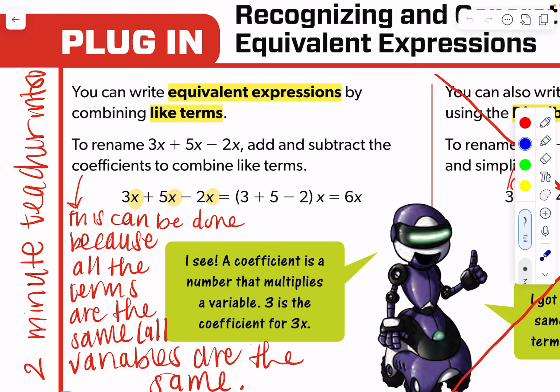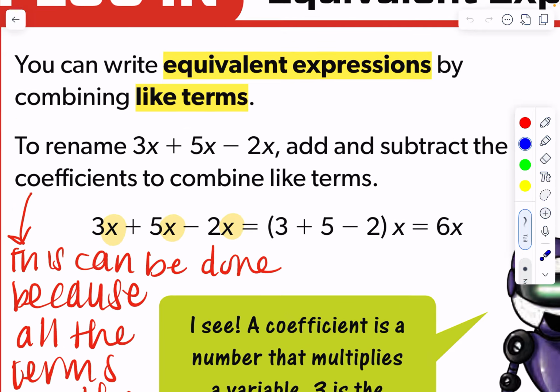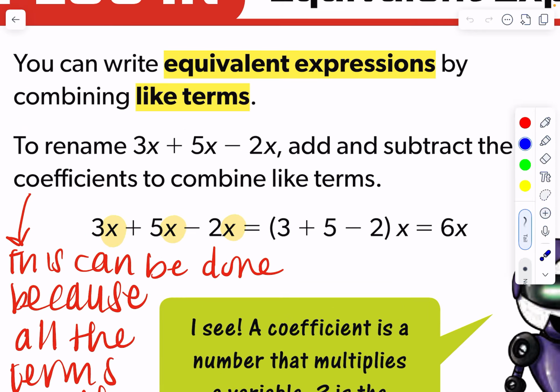x is just a variable, and so something that I like to do with students who are struggling is plugging in a word for that variable. So if I have 3 xylophones and then I add 5 more xylophones and then I take away 2 xylophones, what do I get? They should say that you have a total of 6 xylophones.